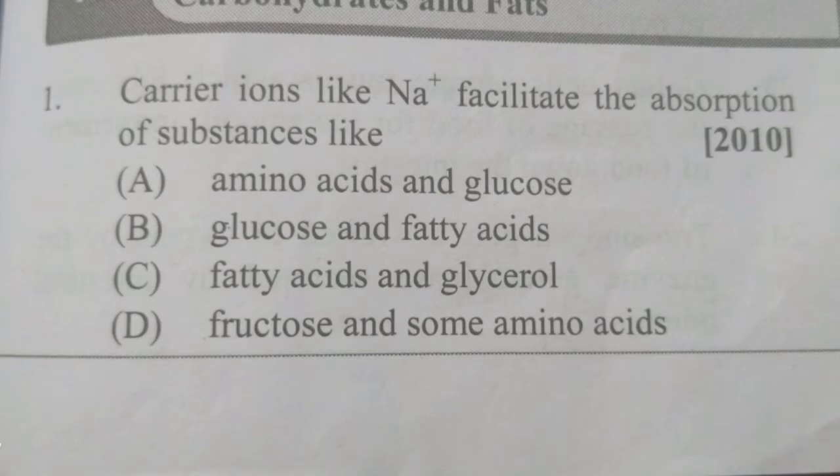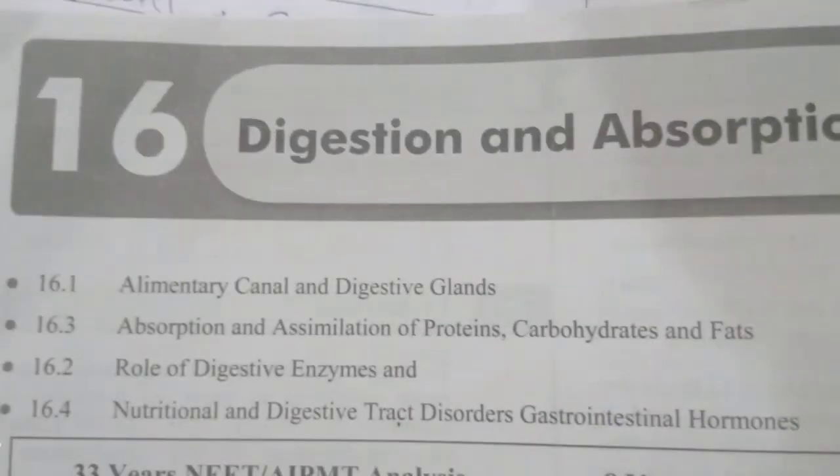Okay, our next question is on the screen itself. Carrier ions like sodium plus facilitate the absorption of substances like. Pause the video and try to solve it. And if you have read the book itself, you may know the answer, that the correct answer is A, amino acids and glucose.